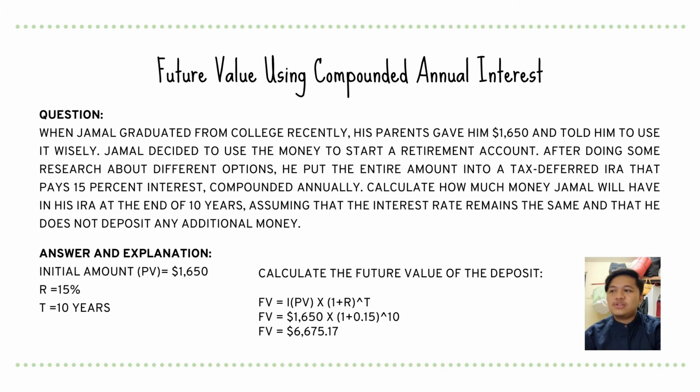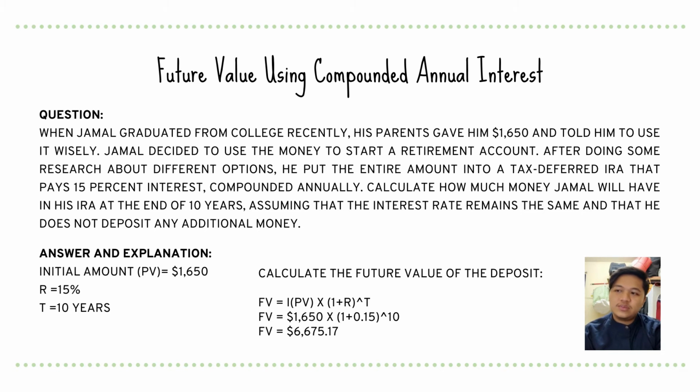The answer and explanation: the initial amount, which is PV, is $1,650. The rate is 15% and the time is 10 years. The question asks us to calculate the future value of the deposit. So we use FV equals PV times (1 plus r) to the power of t.